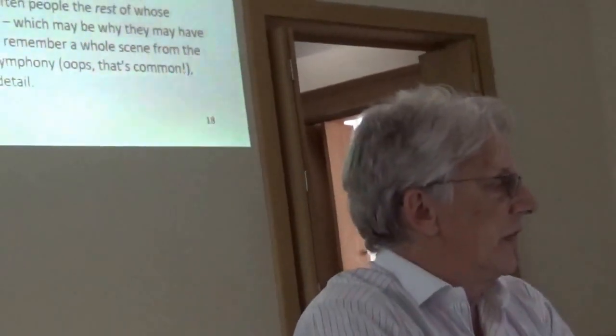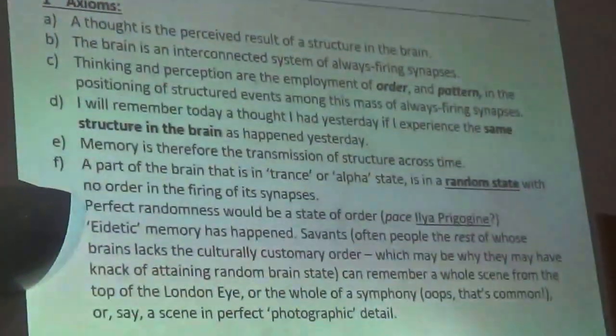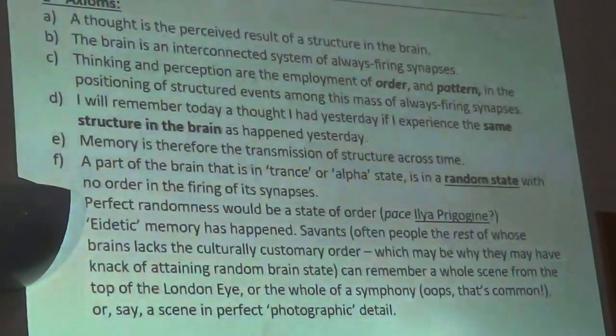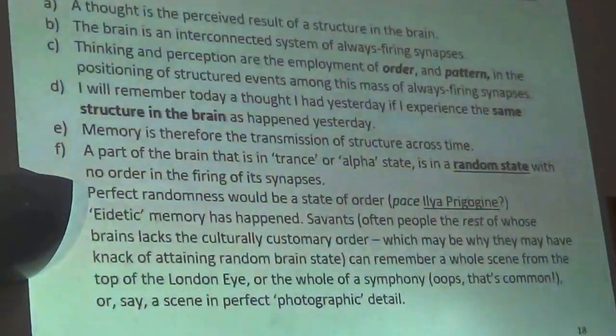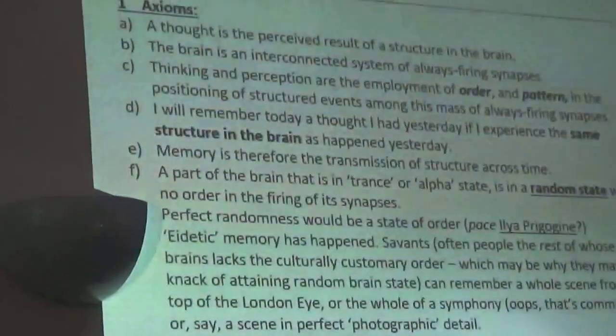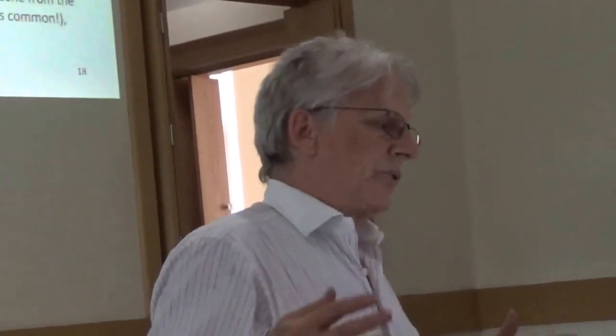And it says, okay, here's what he says. The bases for his mechanics of memory, his axioms, are: a thought is the perceived result of a structure in the brain. You may believe that's not so, but that's his axiom, his premise. A thought is a perceived result of a structure, a movement of something in the brain. The brain is an interconnected system of always-firing synapses. He says later on they're always firing even when you're asleep, because living systems have to keep going. Thinking and perception are the employment of order and pattern in the positioning of structured events among this mass of always-firing synapses. I'm putting in one page, in 10 seconds, stuff that it took me years of listening to, and to actually manage to absorb.